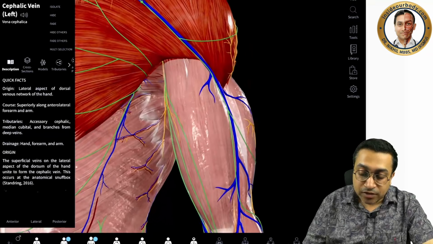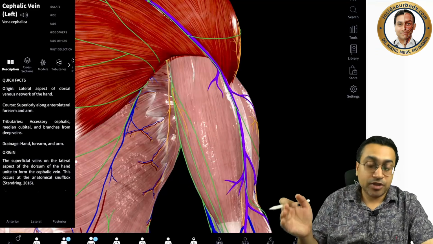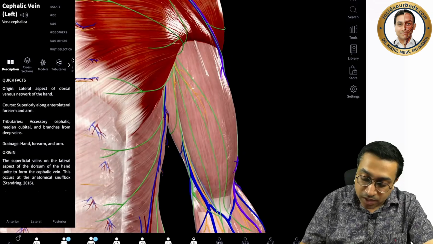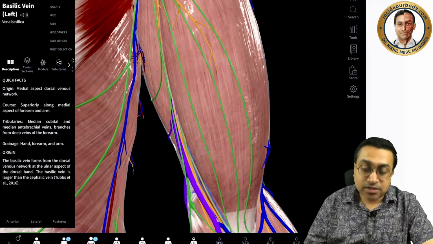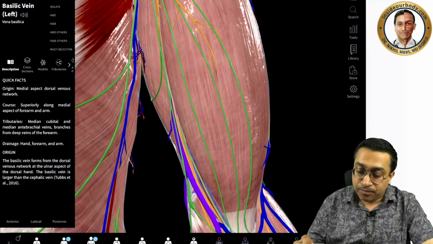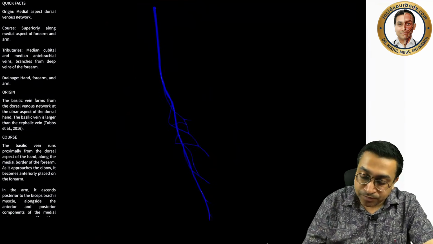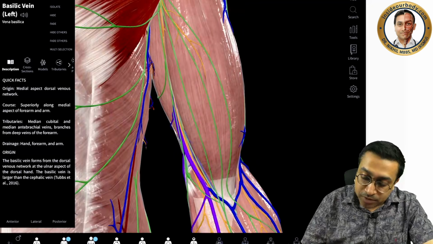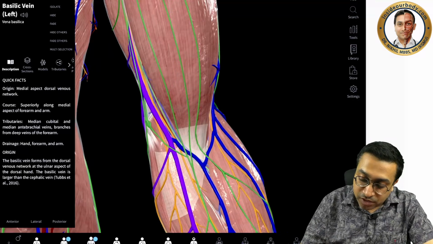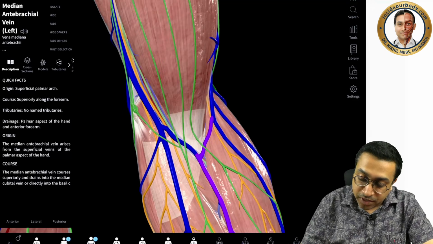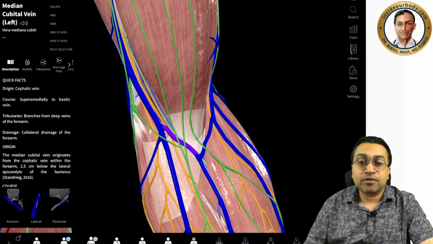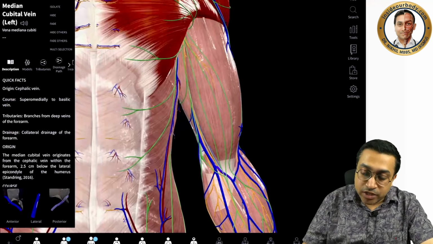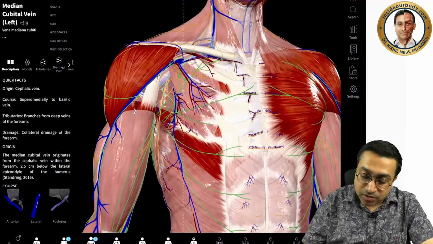You can see it's running laterally in the arm region, okay. And the vein on the medial aspect of the arm, this one, is the basilic vein. If I isolate just the basilic vein, they both communicate with each other with the help of the median cubital vein. This is the median cubital vein, which we'll talk about in the cubital fossa. So just remember these things, very, very important.